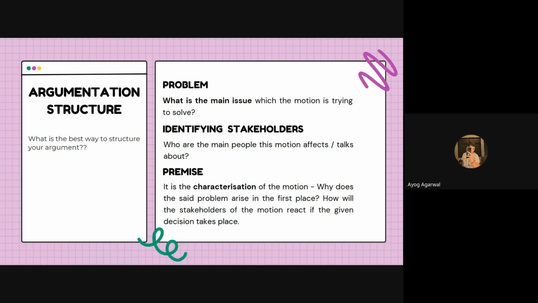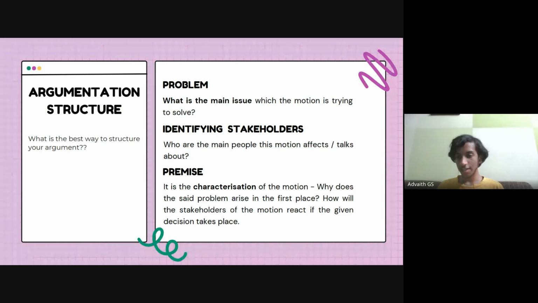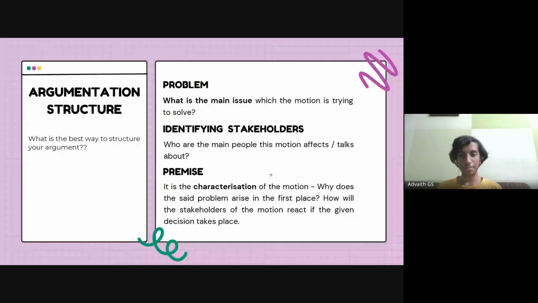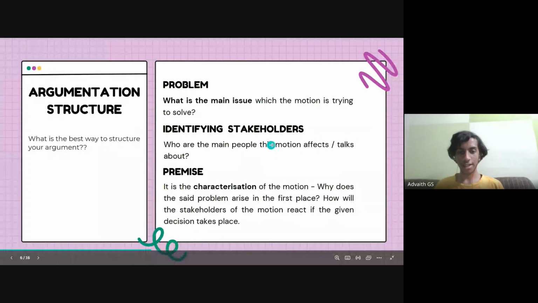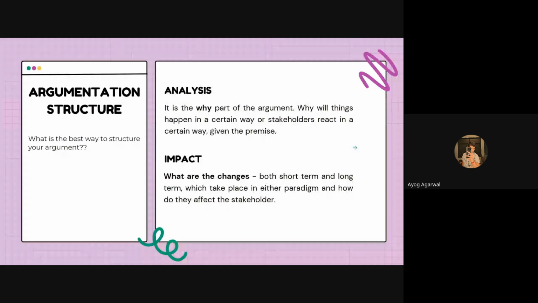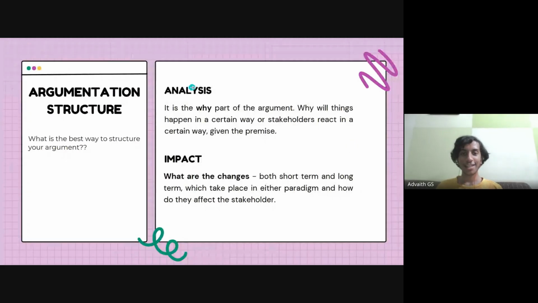Yes, sir. Thank you, sir. Anybody else? Great. Okay, all right. I'm hoping everybody understood premise. I hope everybody understood premise. Let's move on to analysis.